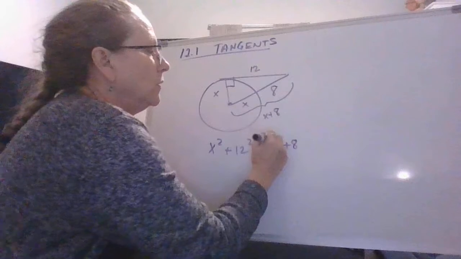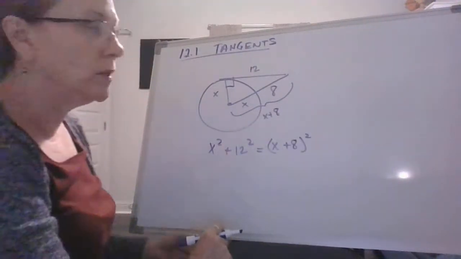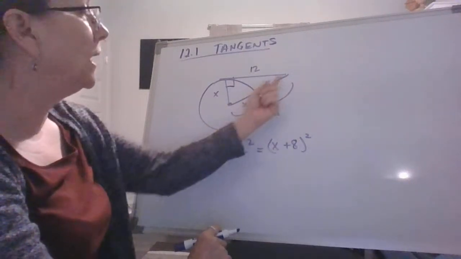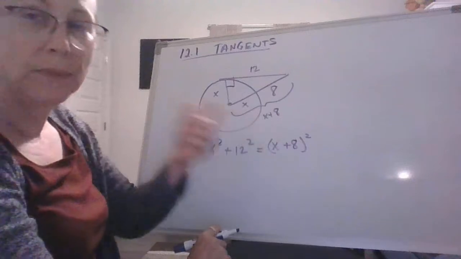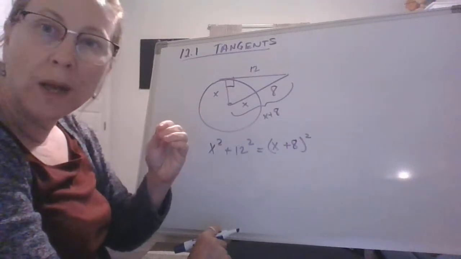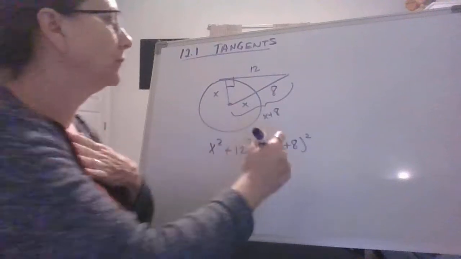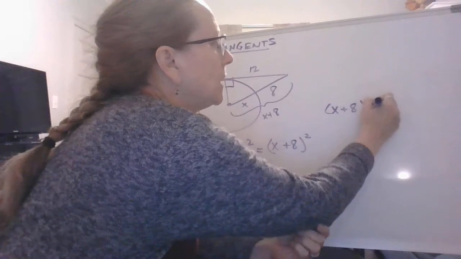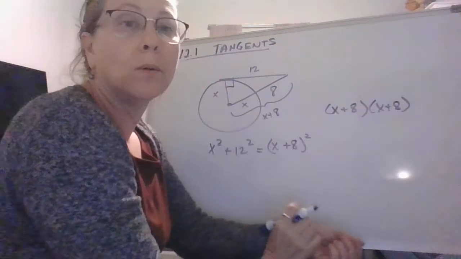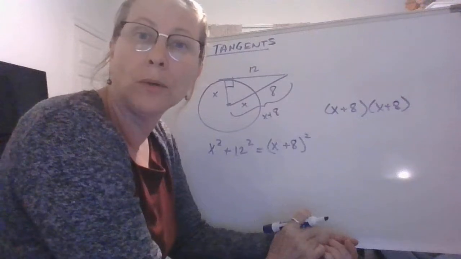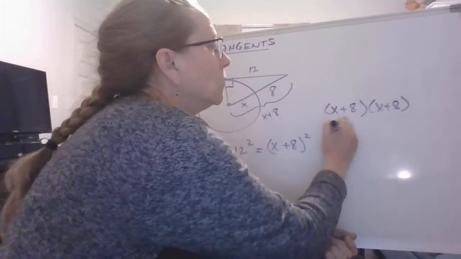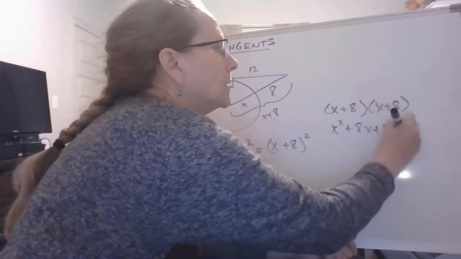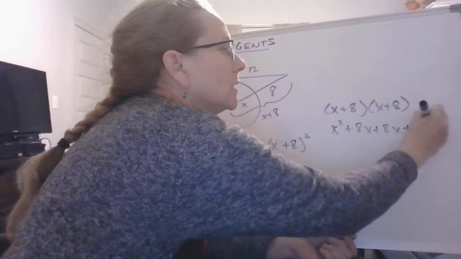Sorry for putting the square there. This is x plus 8 squared. So this is your a squared, your b squared, this is your c squared, or your hypotenuse x plus 8 squared. Now, a little bit of reminder from Algebra 1. This x plus 8 squared is x plus 8 times x plus 8. So we have to FOIL it. Remember, first, outer, inner, last? First, x squared, outer, 8x, inner, 8x, and last, 64.